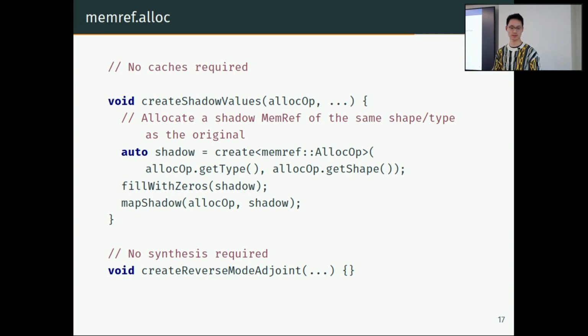Caches can be empty. For the shadow value itself, we do need to implement it, and it's exactly as I described. We just allocate a new memref of the same shape and the same type as our original memref, and then we have this map shadow function, which tells Enzyme MLIR that the newly allocated memref is the corresponding shadow of our original memref. And then we're done. In this case, we don't need to synthesize any differential instructions for special handling. This is it.